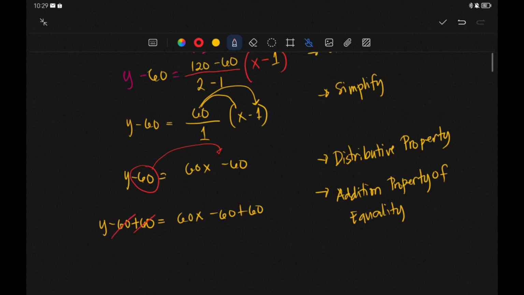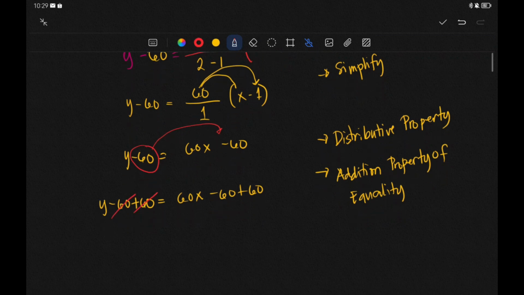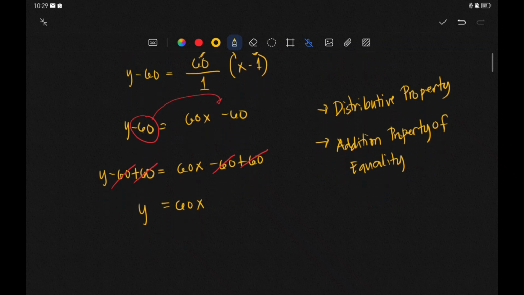Negative 60 plus 60. Negative 60 and 60, that's 0 also. So, ang nabilin, si y equals 60x. Therefore, you can write that as f of x is equal to 60x. Now, this is our function that describes the given problem.